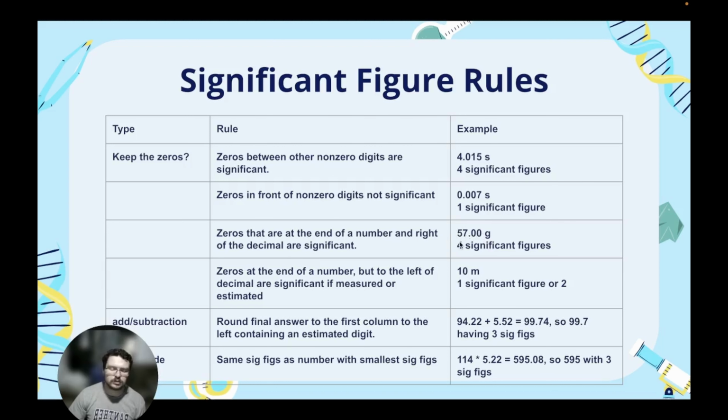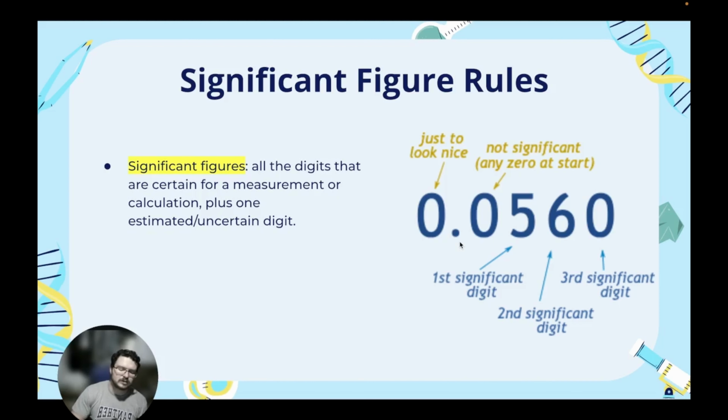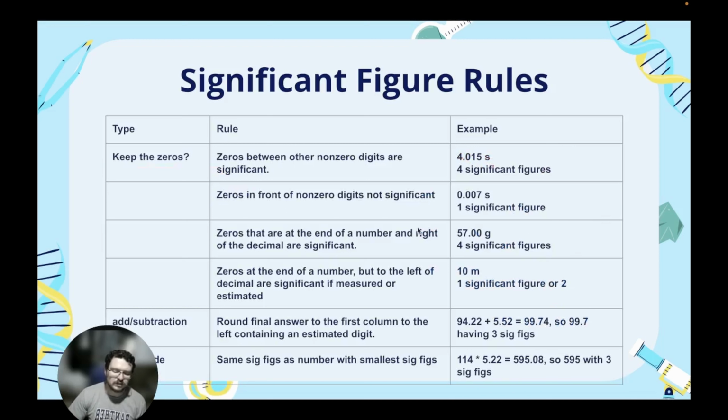Because of the structure of this number, just like with this 0.0560, where this 0 after the 5 and the 6 are significant, with this 57.00 grams, the zeros after the 5 and the 7 again are significant in this situation, just because of how they're set up. Because they come after the 5 and the 7, they are adding value to that number, and therefore they are significant. So here we have 4 significant figures.